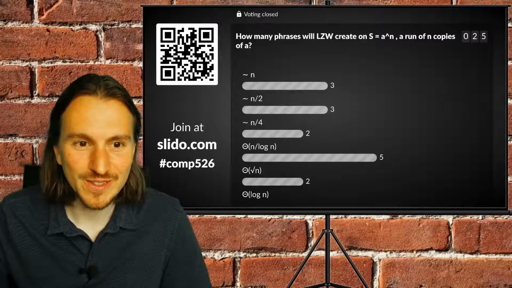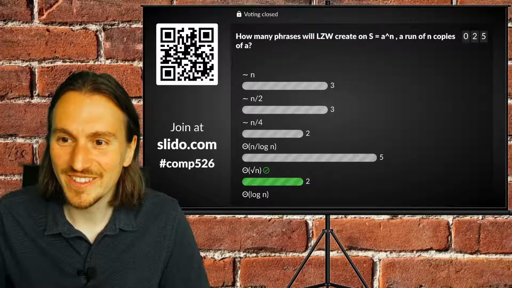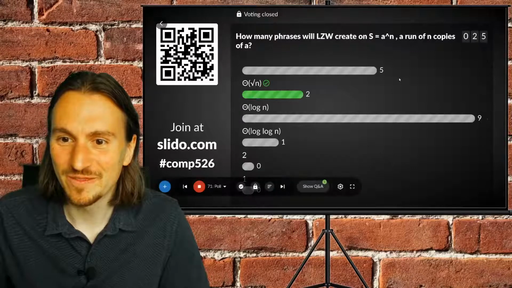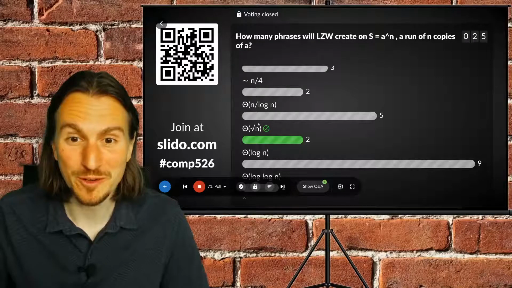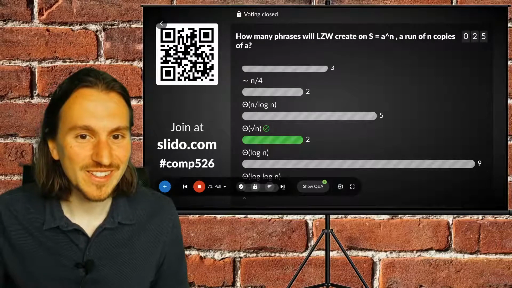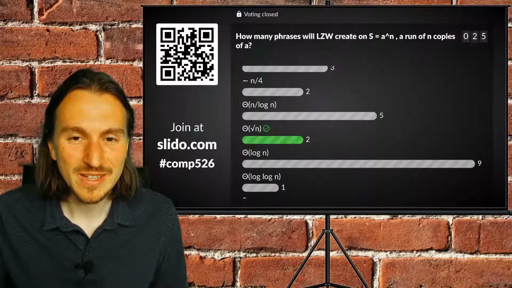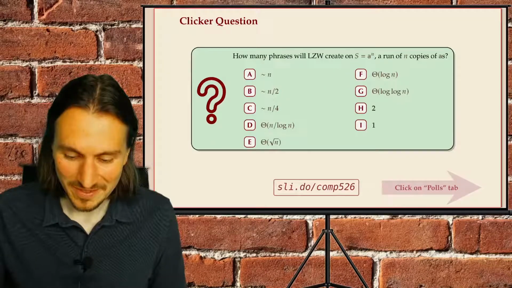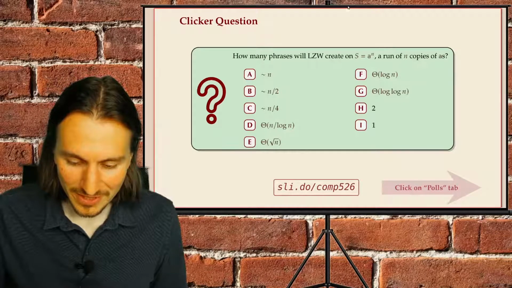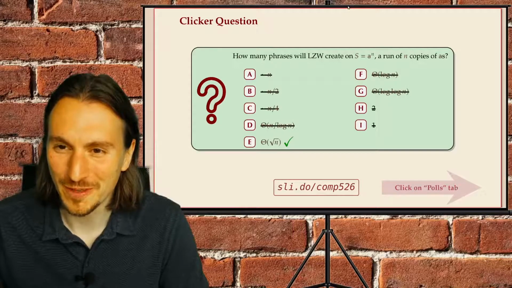So let's see. Let me lock in the results. And indeed, the correct answer, the single correct answer is this last one, the last one on the first page. Square root of n. It's an interesting thing to look at. So let me move back to this. And you might wonder, why on earth square root of n?